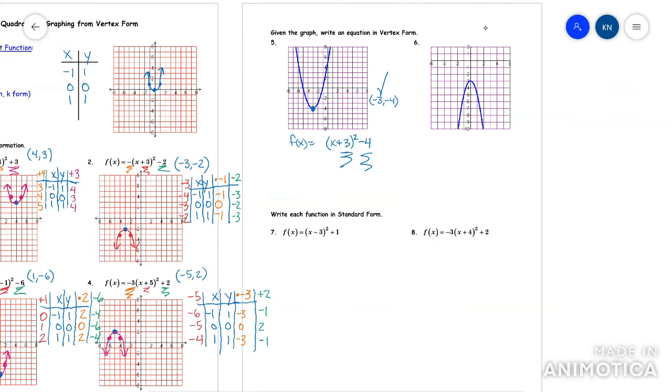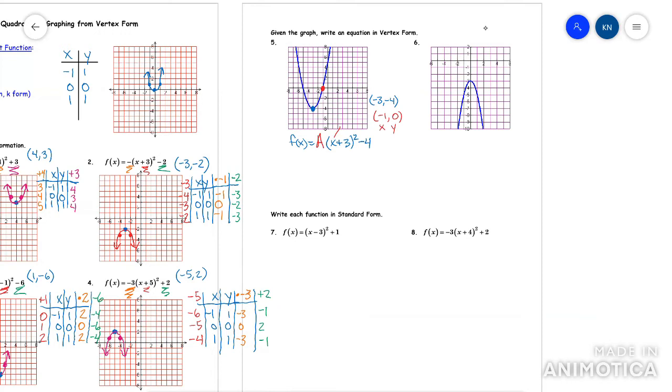But you're not done once you've done this. You still have to go find this a value right here. And the way you're going to do this is you're going to pick any coordinate. So I'm going to use this one right here. You could use any coordinate though on this graph, you just pick one. So this one's at -1, 0. This is an x, y coordinate. So that means I can plug it in for my x and for my y and solve for a.